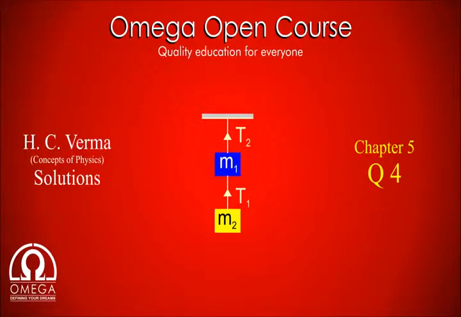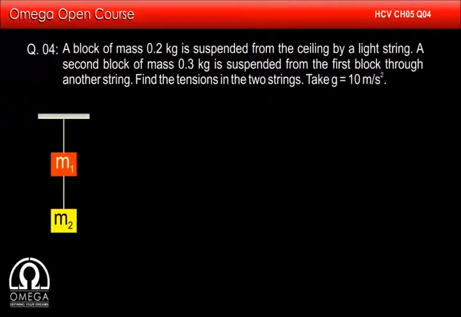H.C. Verma, Chapter 5, Question number 4. A block of mass 0.2 kg is suspended from the ceiling by a light string. A second block of mass 0.3 kg is suspended from the first block through another string. Find the tensions in the two strings.